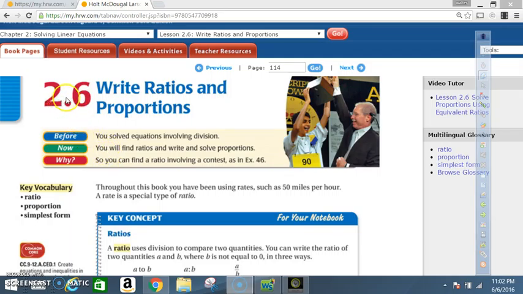Okay, class, today we're in section 2.6, write ratios and proportions. Before, you solved equations involving division. Now you will find ratios and write and solve proportions. Key vocabulary: ratio, proportion, simplest form. Throughout this book, you have been using rates, such as 50 miles per hour. A rate is a special type of ratio.